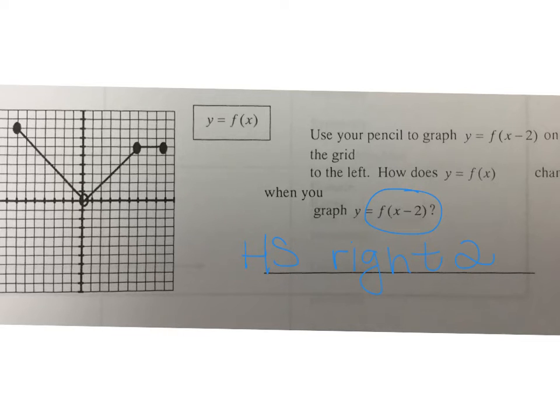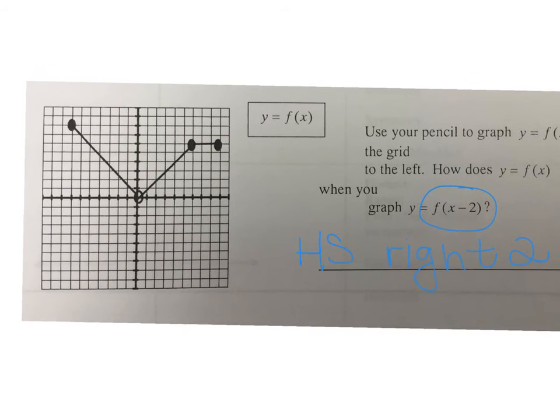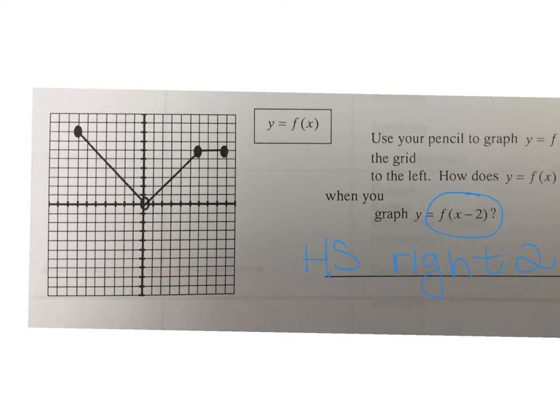So I'm going to pick up all my dots, and I'm going to move them to the right 2 units. So we're just going to move all of our dots to the right 2 units. This one's a little bit off the graph. Like that.